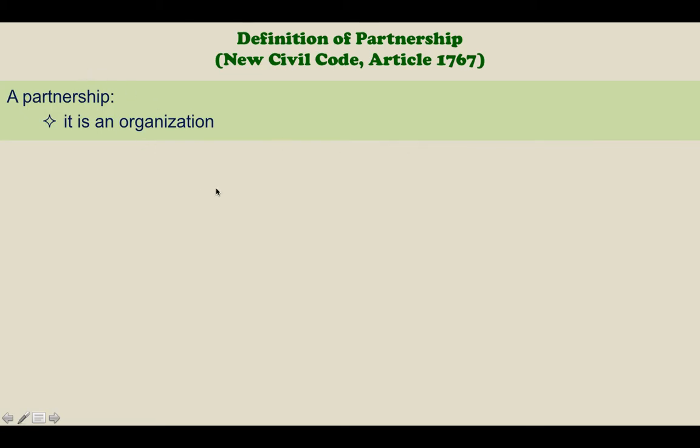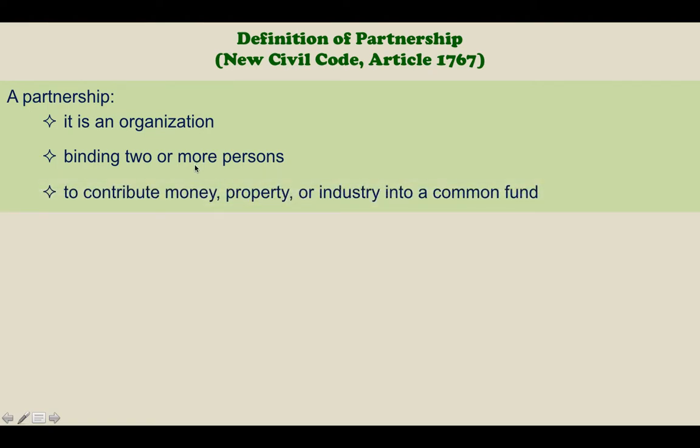Okay, class. Let us now discuss the definition of partnership. This is in the new Civil Code, Article 1767. So a partnership is a business organization that binds two or more persons. When we speak of more persons, the maximum acceptable number of persons is 50. And these persons intend or are willing to contribute money, property, or industry into a common fund. This common fund is the partnership.